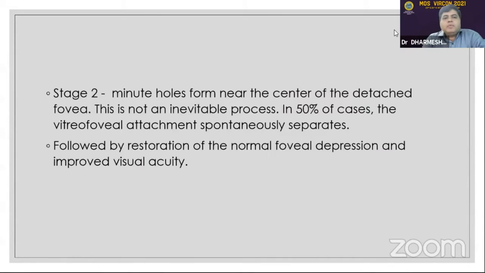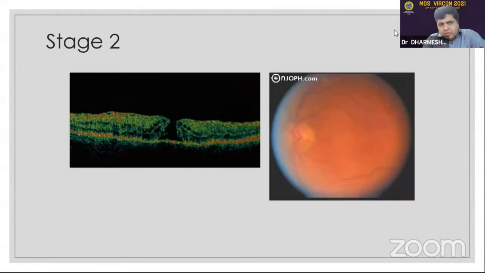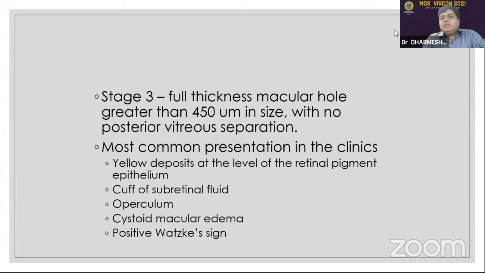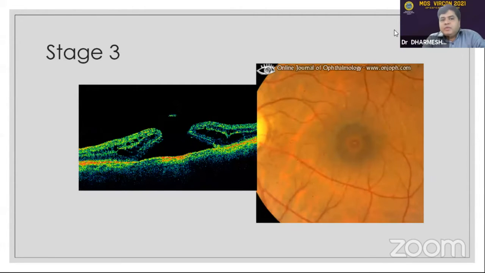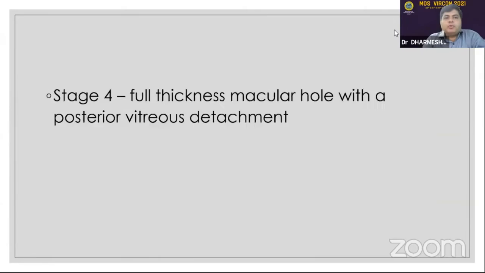So this is stage 1. And stage 2 is a minute hole near the center, and it's a detached fovea. It is not an inevitable process. In 50% of the cases, there is a spontaneous vitreofoveal separation. That's stage 2. In stage 3, there is a full thickness macular hole greater than 450 microns, but no posterior vitreous separation. And this is the common presentation in the clinic we have seen. And this has the positive Watzke sign and some fluid or cystoid changes at the margin of the macular hole. And this is the stage 3 we see. But we can see here on the OCT there is an operculum.